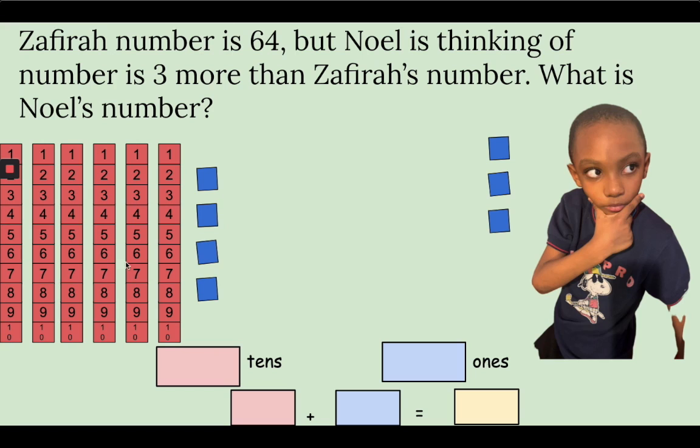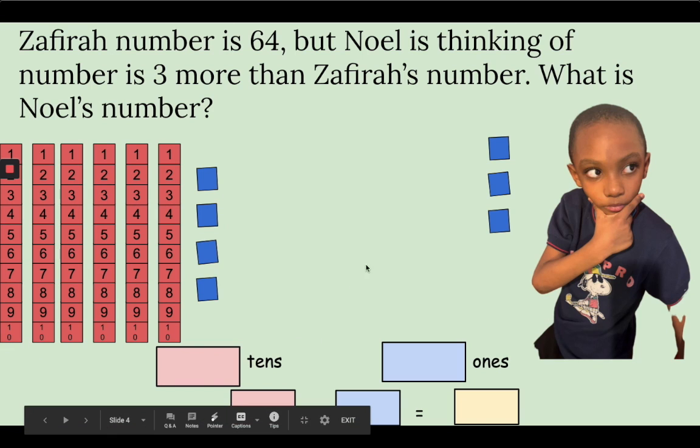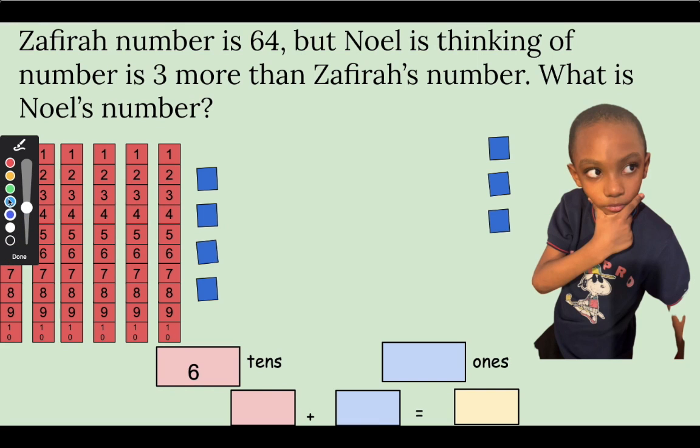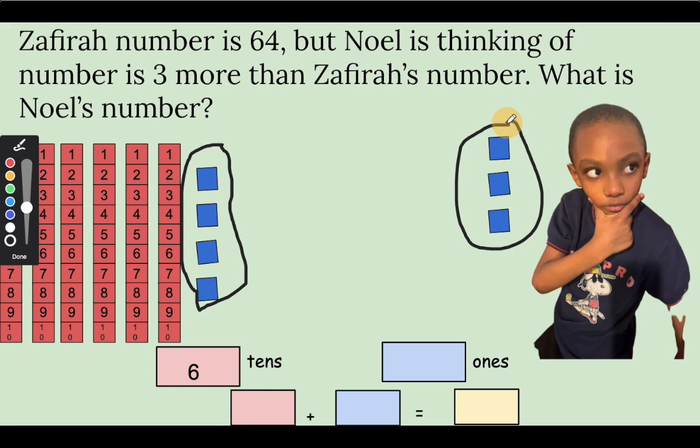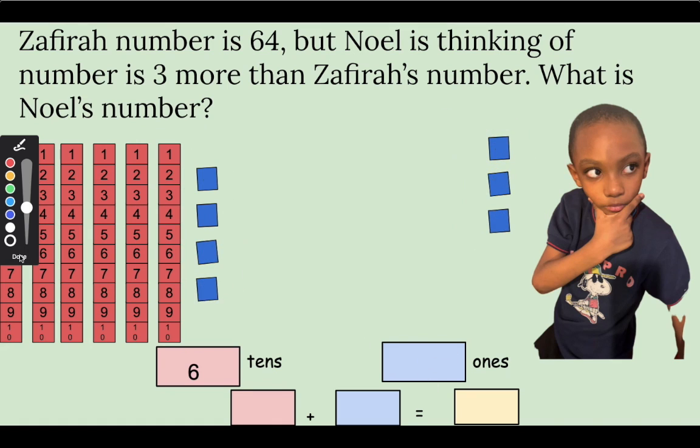So how many groups of 10 are there? Did that change? Nope, we still have 6. But now let's take a look at the ones, because this time, not only do we have Zafira's 4 ones, we also have Noelle's 3 ones. So we're going to count them all. 1, 2, 3, 4, 5, 6, 7. So what number is going to go in our blue box for ones?